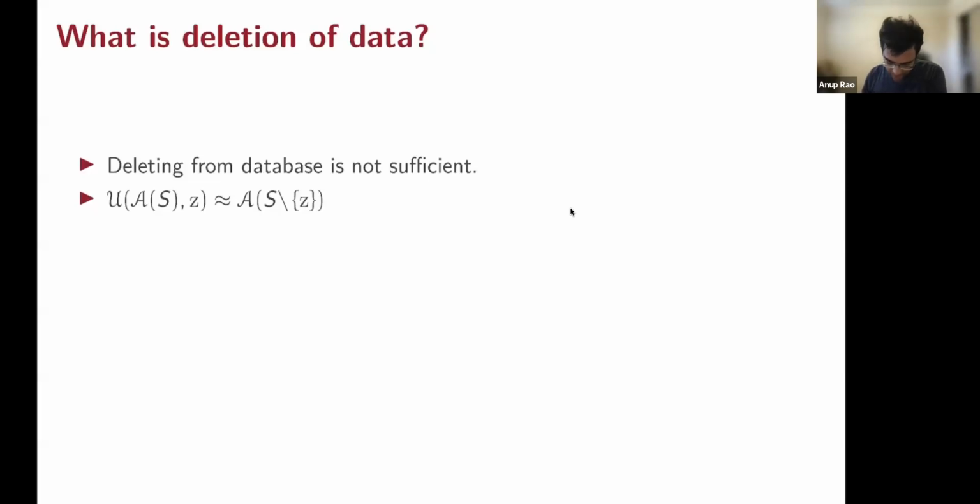A slightly more formal way to say that is that if S is the data set we begin with, and Z is the data point that we need to delete, then we want an updating algorithm, which we'll refer to as the unlearning algorithm, that takes the learned model. So A is the learning algorithm, and A of S is the machine learning model that has been trained on the data set S. It takes the learned model and the data to be deleted and produces some output that is roughly the same as training the model on the deleted data set.